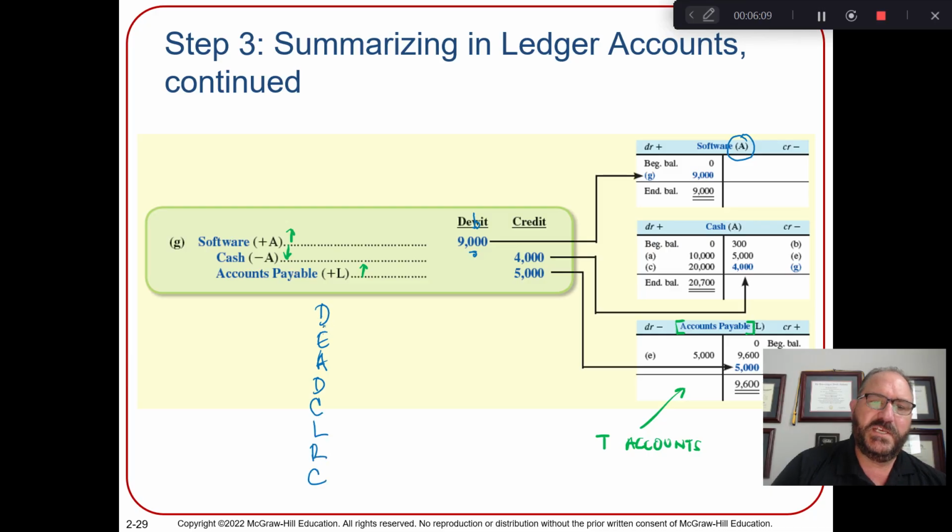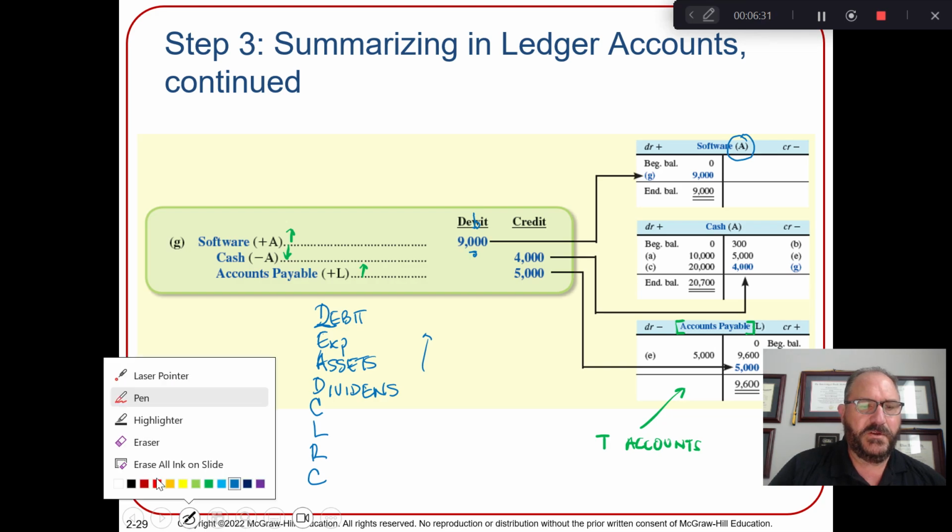And what this first D is, this first D stands for debit. And expenses, assets, and dividends. Those increase with a debit, okay? So those all increase with the debit.